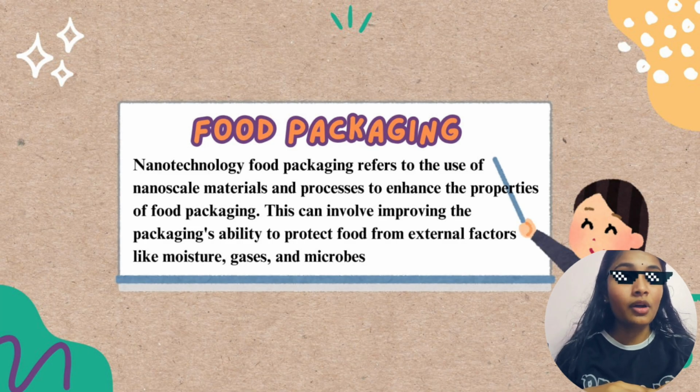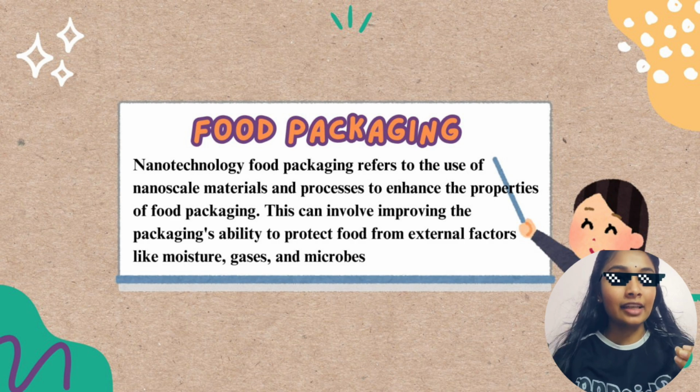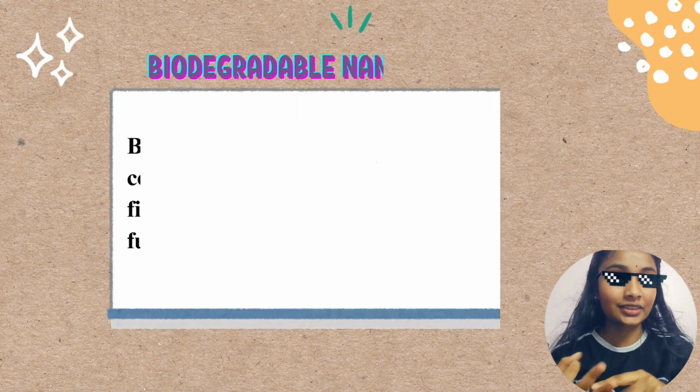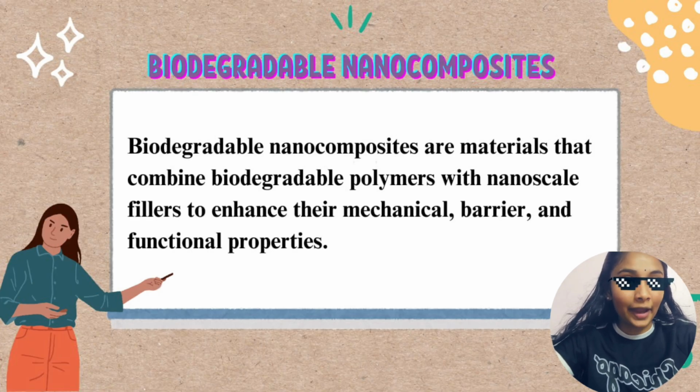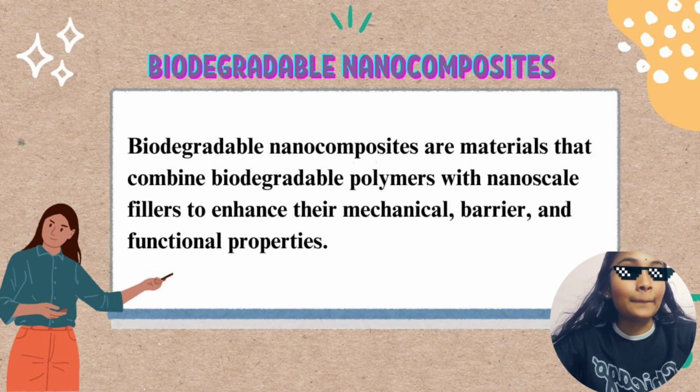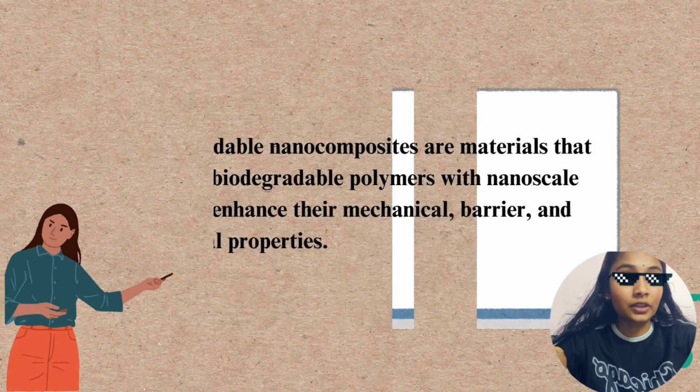Food packaging is also one of the applications of nanotechnology in the food industry, which explains the use of nanoscale materials and processes to enhance the properties of food packaging. This also involves improving packaging abilities to protect the food from external factors such as moisture, gases, and microbes. Biodegradable nanocomposites are also an example of food packaging in the food industry. Biodegradable nanocomposites are materials that combine biodegradable polymers with nanoscale fillers that can enhance the mechanical, barrier, and functional properties of food packaging.